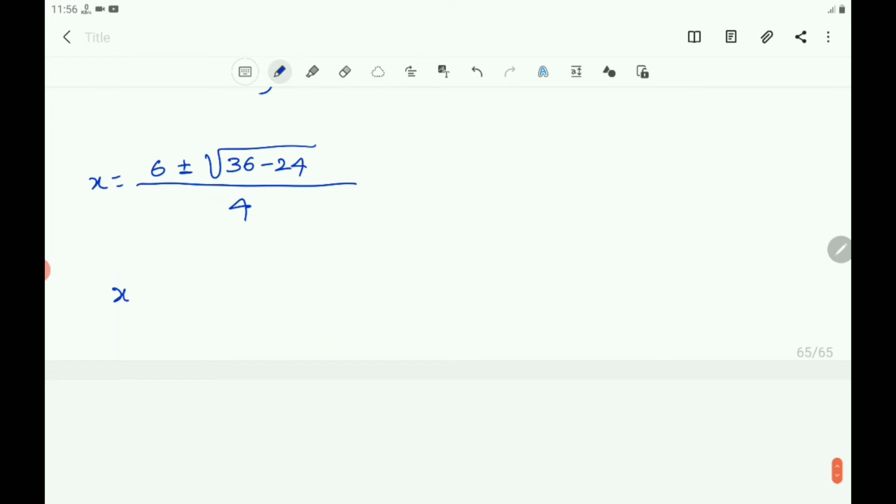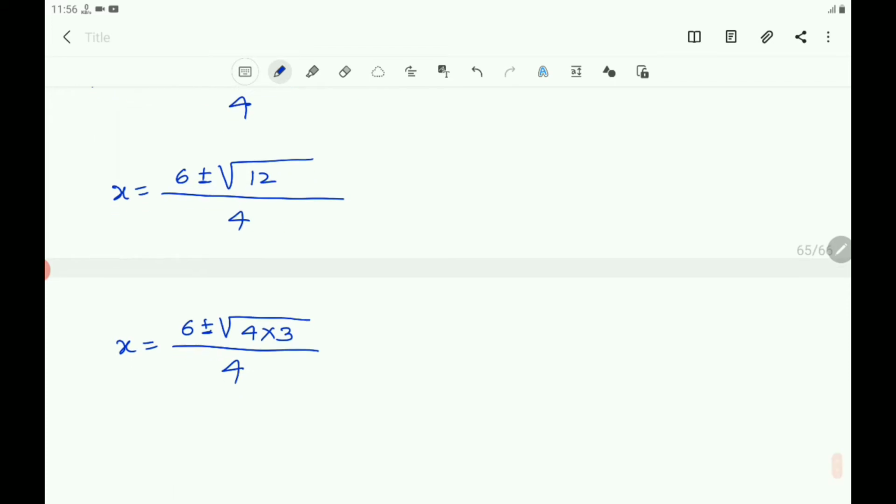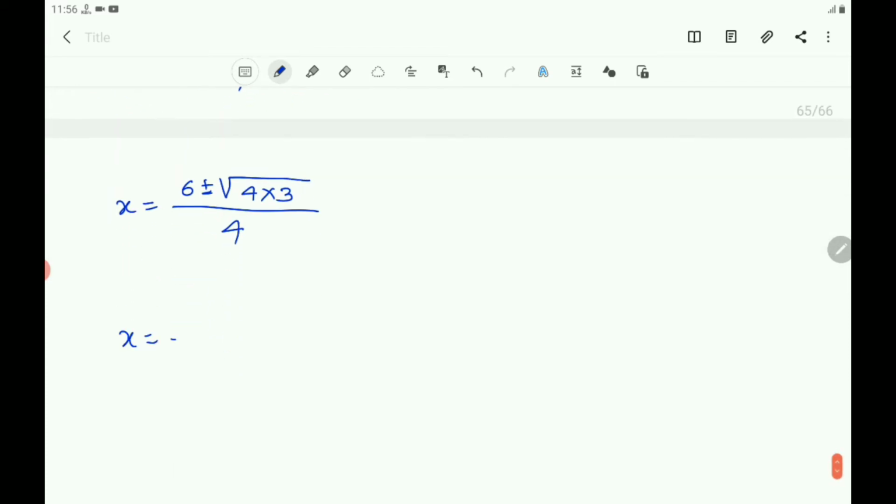Then x equals 6 plus or minus square root of 12 by 4. 36 minus 24 is 12. Then x equals 6 plus or minus, you can write 12 as a product of a square number into some other number. So you write 4 into 3 by 4. Then x equals 6 plus or minus square root of 4 is 2, 2 root 3 by 4.